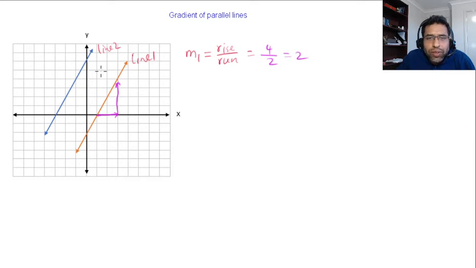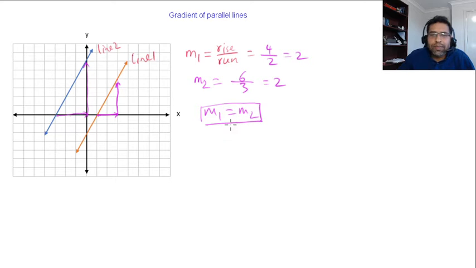And for m2, the gradient of the second line, again rise over run, and again we make a triangle. Maybe we can go all the way here and then go all the way up to make a right angle. You can see that our rise will be 6 and our run is 3 steps, which makes 2, so the gradient is the same. If you go rise over run, it gives the same gradient. So I can say that the gradient is the same if the lines are parallel. This is the relation of the gradient if the lines are parallel.